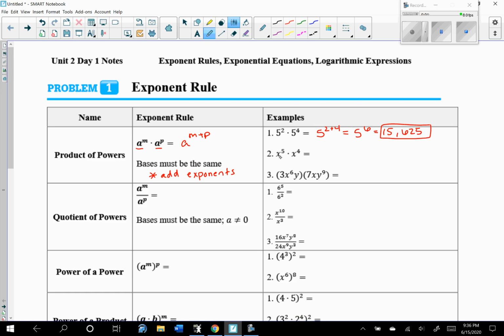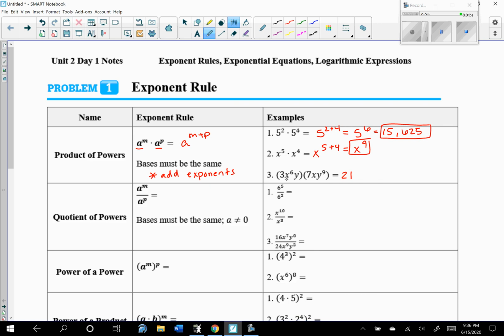Looking at question number 2, we have the same base again, x to the 5th times x to the 4th, the base being x. So this is x to the 5 plus 4, which is x to the power of 9. The last one, notice that we also have the number 3 and the number 7 in front. When you multiply just numbers without powers, you can go ahead and multiply those together. So 3 times 7 is 21. You don't need to have those numbers be the same. We know that from elementary school.